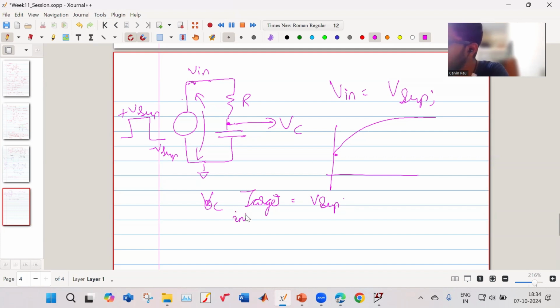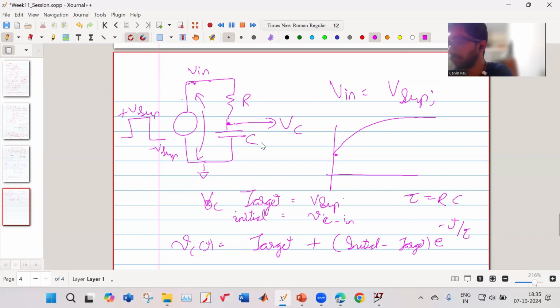And your initial voltage is some value, let us say VC initial. So your VC of T will be equal to the target voltage plus (initial minus target) times e raised to minus T upon tau, where your tau is equal to R into C. So that is the time constant of your circuit.